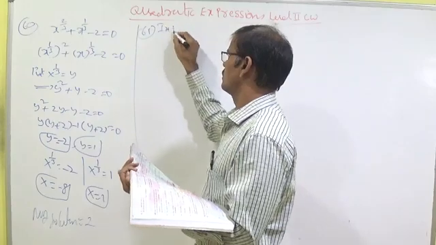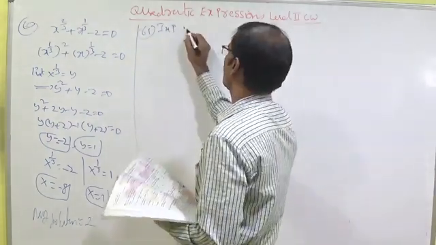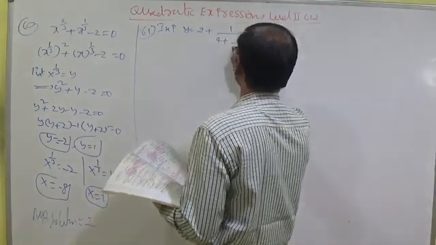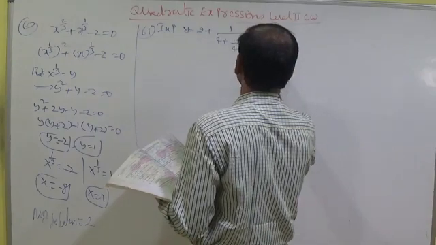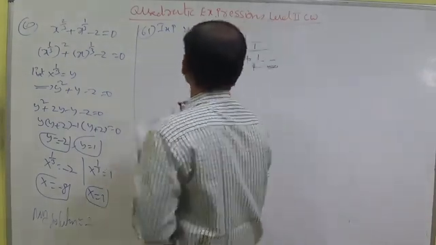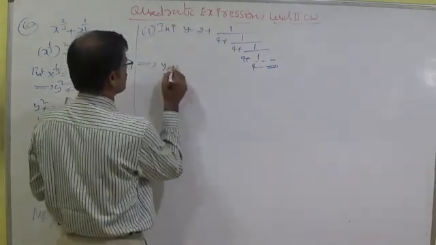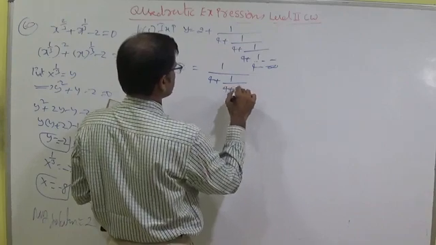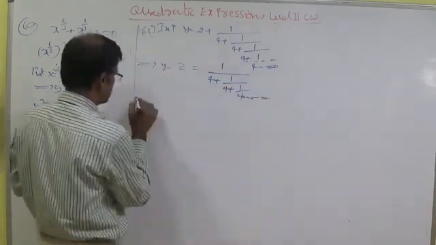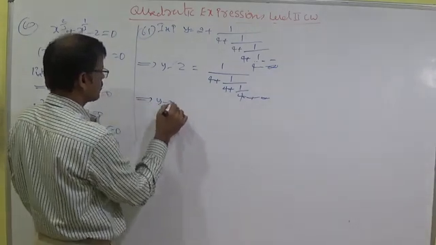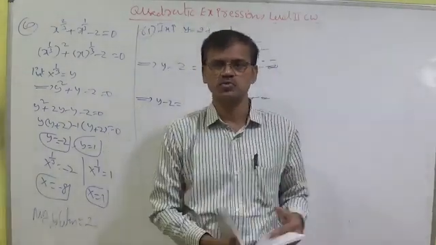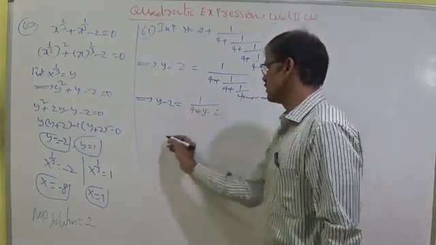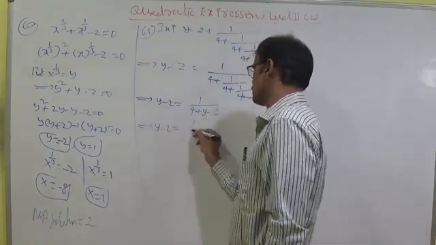61. This is an important model, also in derivatives. y is equal to 2 plus 1 by 4 plus 1 by 4 plus 1 by 4 plus so on to infinity. Better to take the 2 to this side. y minus 2 is equal to 1 by 4 plus 1 by 4 plus 1 by 4 plus so on to infinity. That part we got as y minus 2. So y minus 2 is equal to 1 by (4 plus y minus 2). That implies y minus 2 is equal to 1 by (y plus 2).